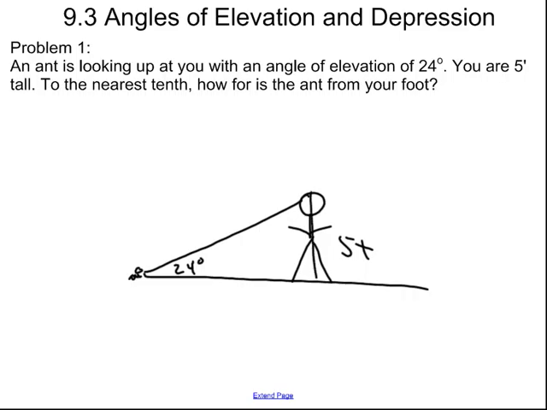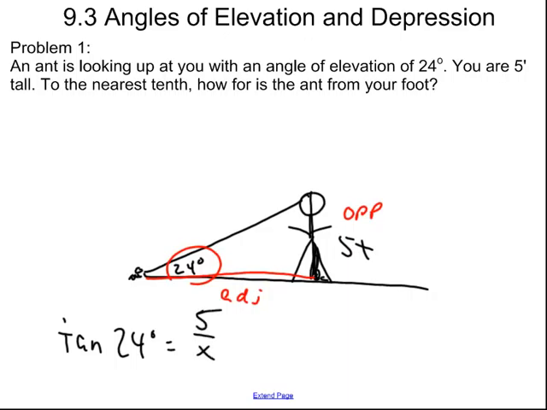Notice the ant from my foot, oops, I'm going to close my legs here. Now both my legs are together. How far is the ant from my foot? Compared to the 24 degree angle, this is the opposite. I am trying to find the adjacent. Which trig function uses the opposite and the adjacent? The tangent does. So the tangent of 24 degrees is equal to the opposite over the adjacent. So the x is going to be equal to 5 over the tangent of 24. I want it rounded to the nearest tenth.